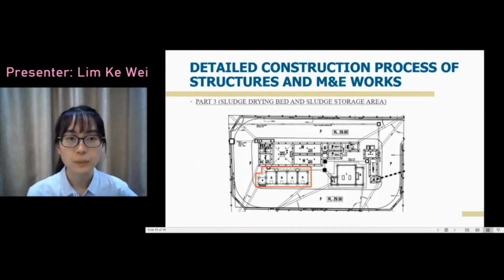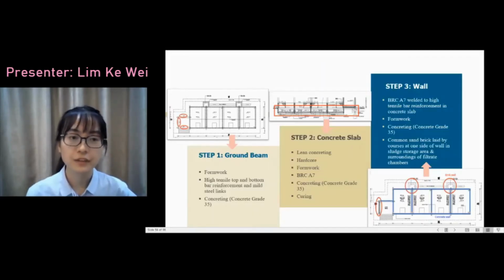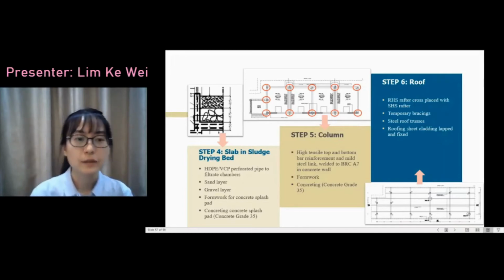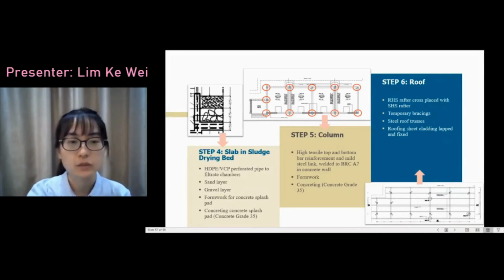We'll move on to part 3 of the construction works, which consists of the sludge drying bed and also sludge storage area. First step is the construction of ground beam, followed by the construction of the concrete slab, and finally the construction of the wall. There is a specific requirement for the slab in the sludge drying bed. First, we have to lay the HDPE perforated pipe connected to the filtrate chambers, and the pipe is covered by a sand layer and then a gravel layer.